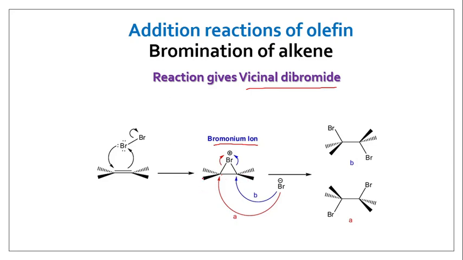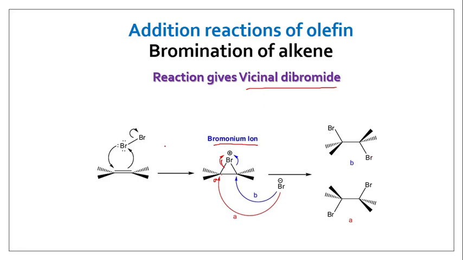When it attacks the A carbon atom, the bond cleavage will be like this. This Br will come to this position and this Br will be over here. So the Br atoms will be attached at vicinal positions with respect to each other, but the addition is anti because Br is attacking from the opposite side. So this is anti. Then when Br attacks from this side, the Br is attached over here, so the two atoms are present at these positions.